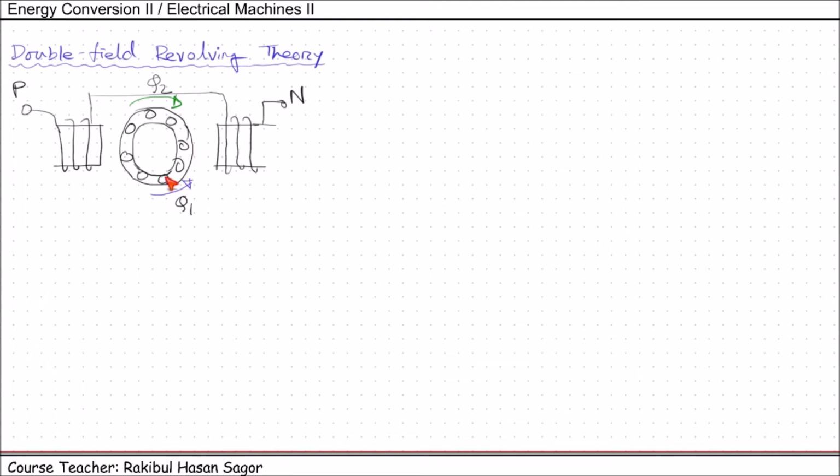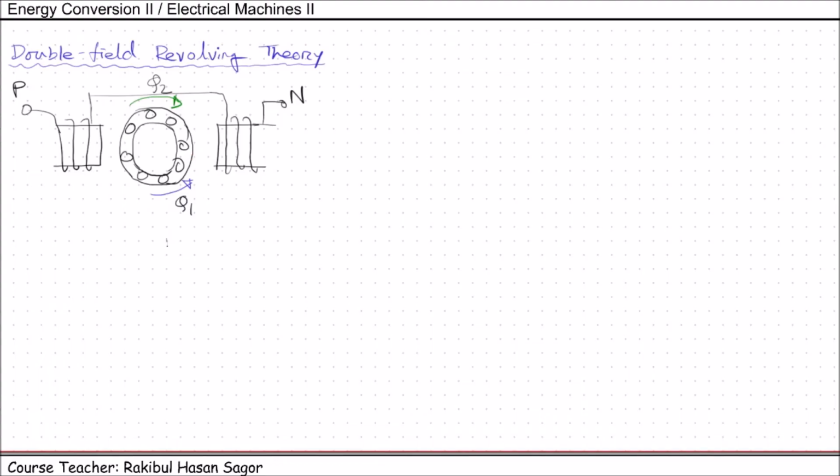So if we consider this phi 1 flux only, that is rotating in the anti-clockwise direction, it will produce a torque tau 1 on this rotor. Again, if we consider this phi 2 flux only, that will also produce another torque tau 2, which will be exerted in the clockwise direction. At a standstill, these two torques are equal and opposite, and the net torque developed is 0.